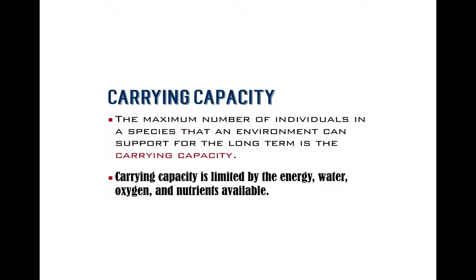Carrying capacity. Now let's go back to those mice. Those mice, millions of them will be born, but eventually they're going to run out of resources and they're going to hit carrying capacity. Carrying capacity is the maximum number of individuals in a species that an environment can support for the long term, and this is carrying capacity. So those mice will run out of resources, they'll run out of grain to eat, they'll run out of bugs to eat, and eventually there's going to be a massive competition for their limited resources, and then the population will begin to come down.